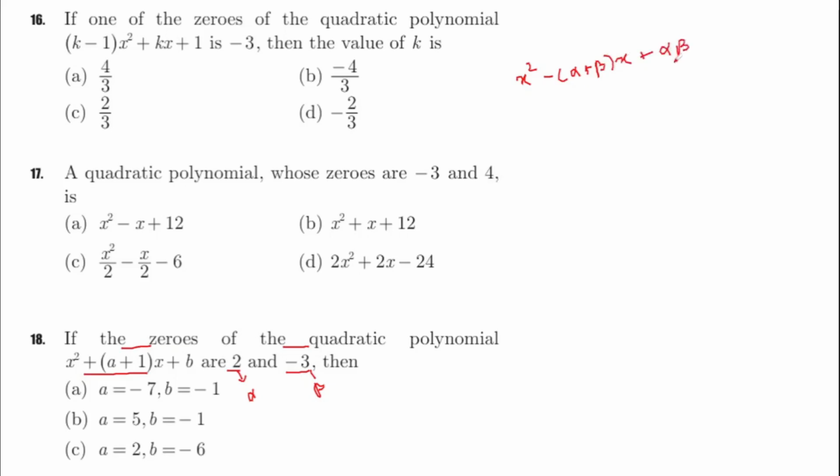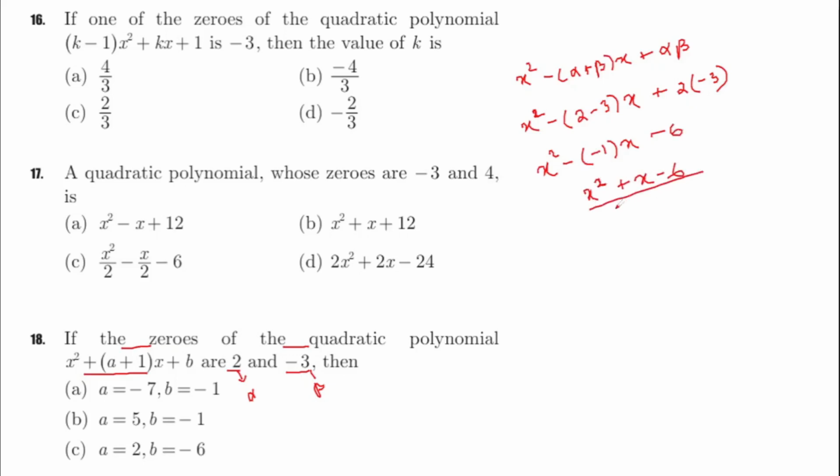Okay. So let's put the value of the zeros. This will give you 2 minus 3 and x. Plus in place of alpha 2 and in place of beta minus 3. Now x square minus 2 minus 3 will give you minus 1x and this will give you minus 6. Now if you simplify this one, this will give you x square plus x minus 6.